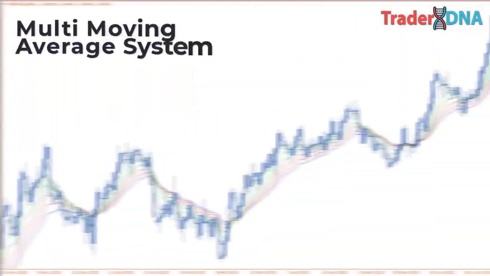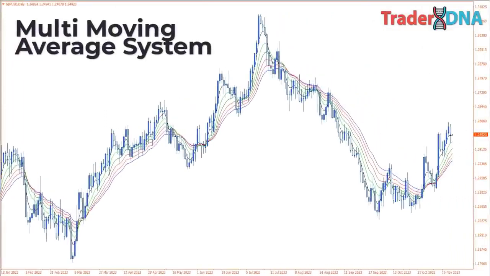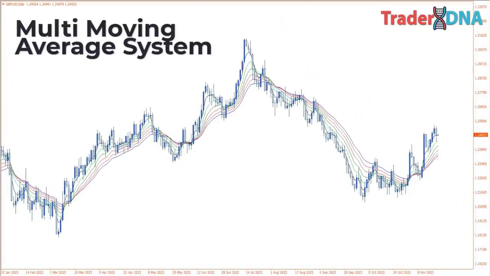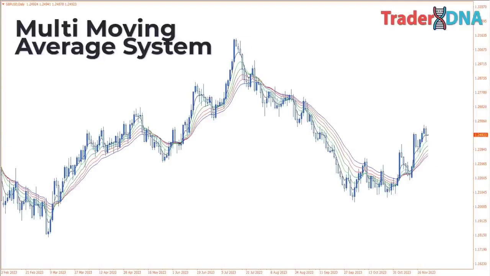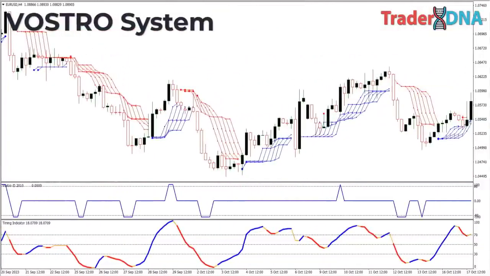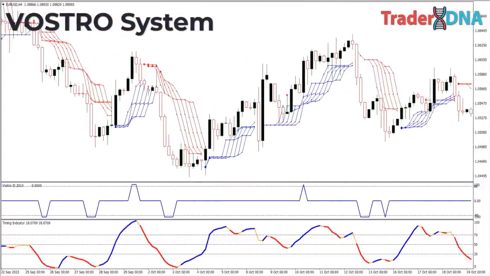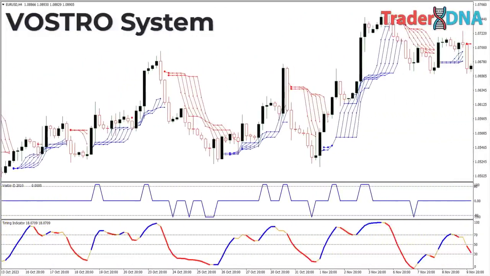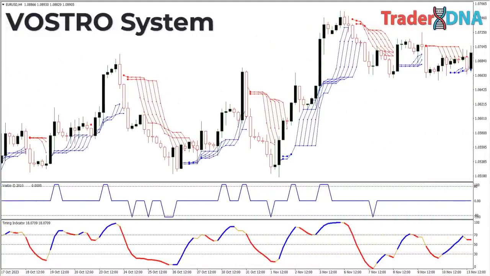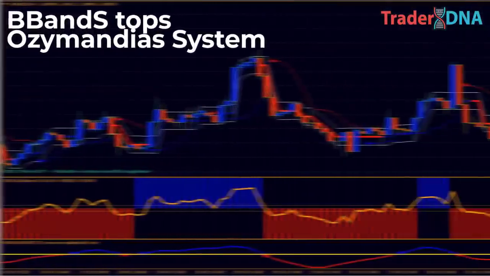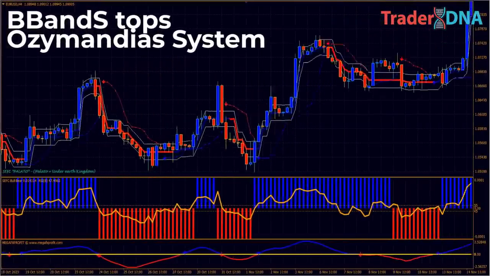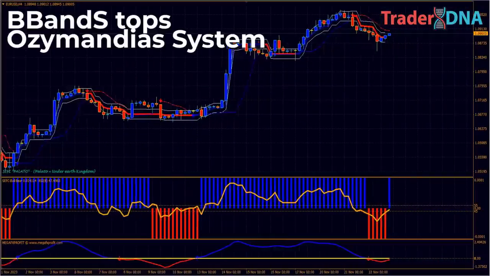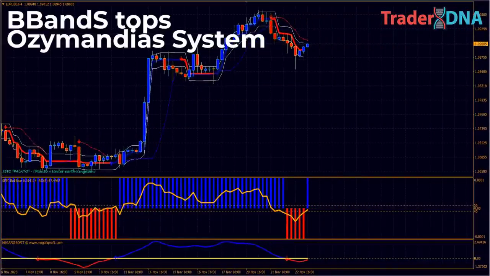Firstly, the multi-moving average system combines special moving average indicators to make it easier for us to see what's happening in the market. When traders combine this system with price action analysis, they make better trades. Secondly, the Vostro system is famous for its Vostro trading strategy. This analysis technique helps us find the right trends by using lots of market stats. Using this Vostro analysis, price action traders just need to wait for signals that match the market trend shown by the Vostro system. Thirdly, the B-Band's Ozymandias system makes it easier for traders to do price action trading and predict which way the trend might go during a ranging market by using Bollinger Band calculations.